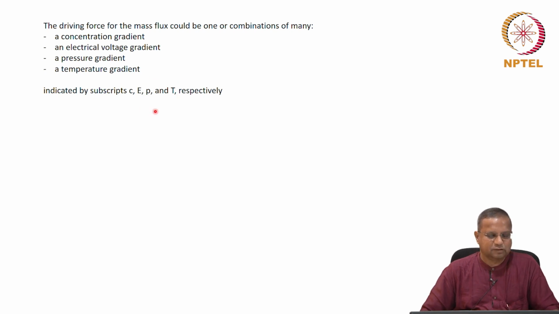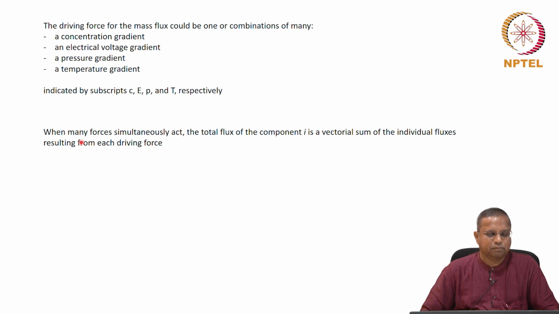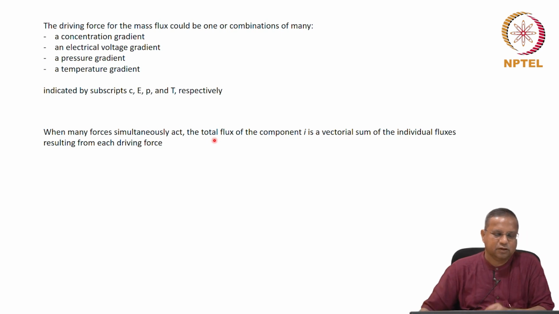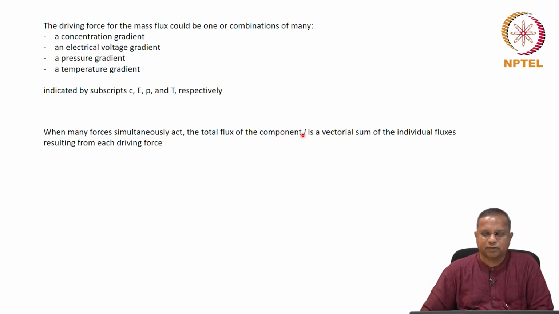If we do this, when many forces simultaneously act, the total flux of component i, because many different driving forces are causing mass flux here, is nothing but a vectorial sum of the individual fluxes. Remember that flux is a vector, it has direction. Therefore, it's a vectorial sum of the individual fluxes resulting from each driving force. That's quite straightforward.